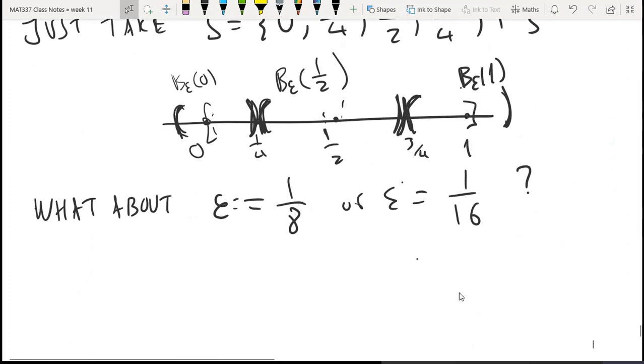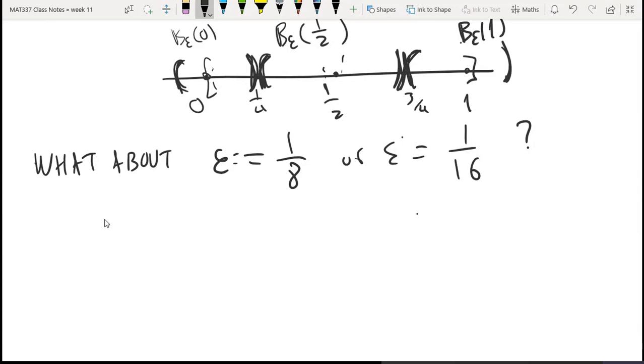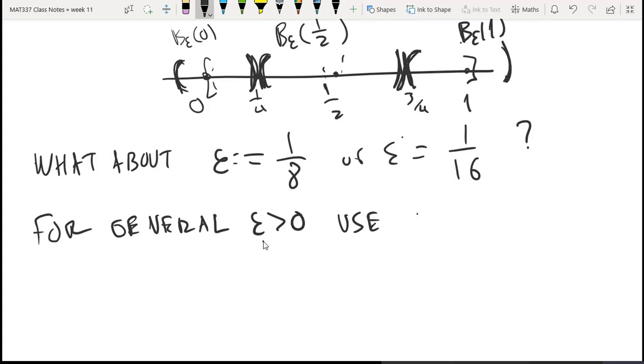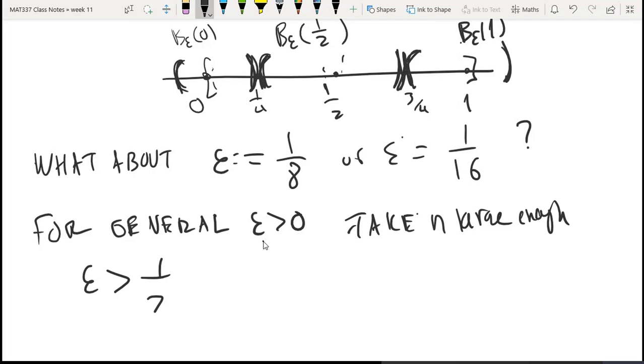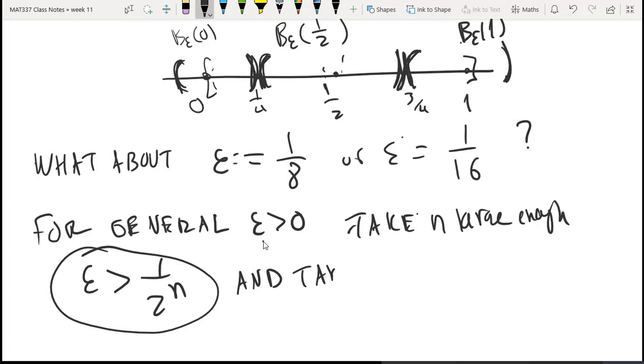Actually, I think I can do this for general epsilon. Let me give you the proof just to motivate. Do I have time? I don't have time. Anyways, I will leave it to you. So for general epsilon, use n, take n large enough such that you have this. I leave the details to you, but it's not too hard. And take S epsilon to be the dyadics. Okay, fine.